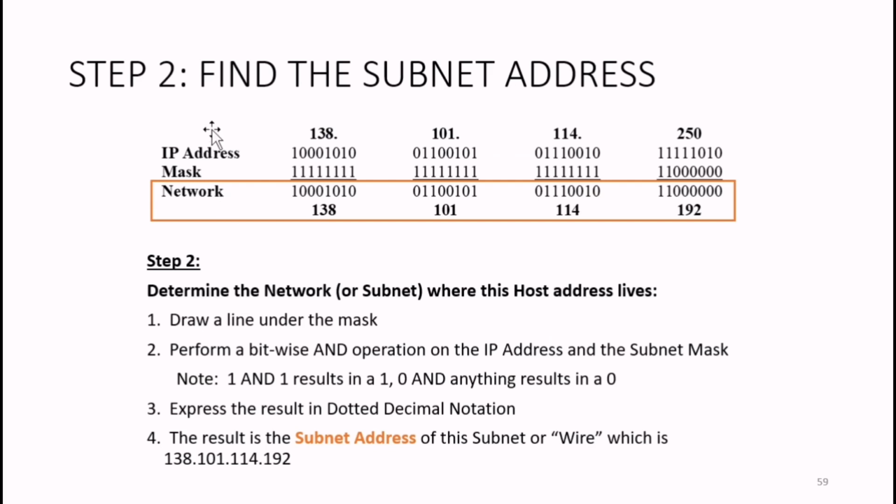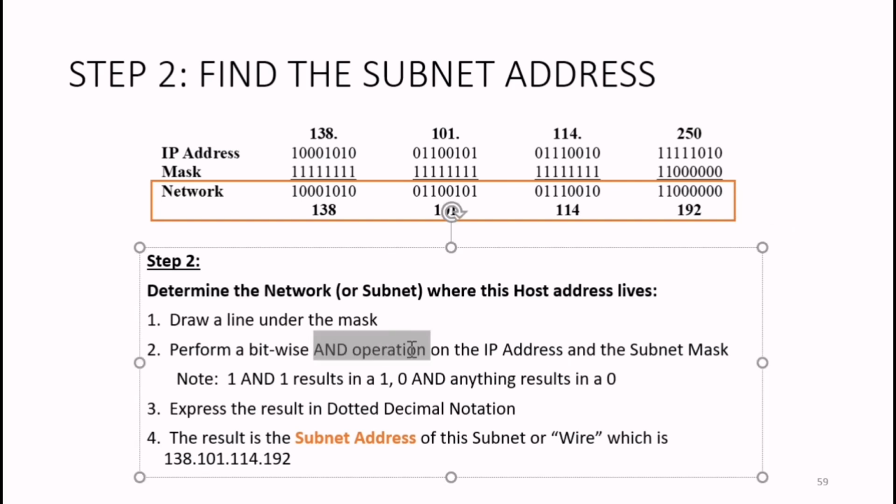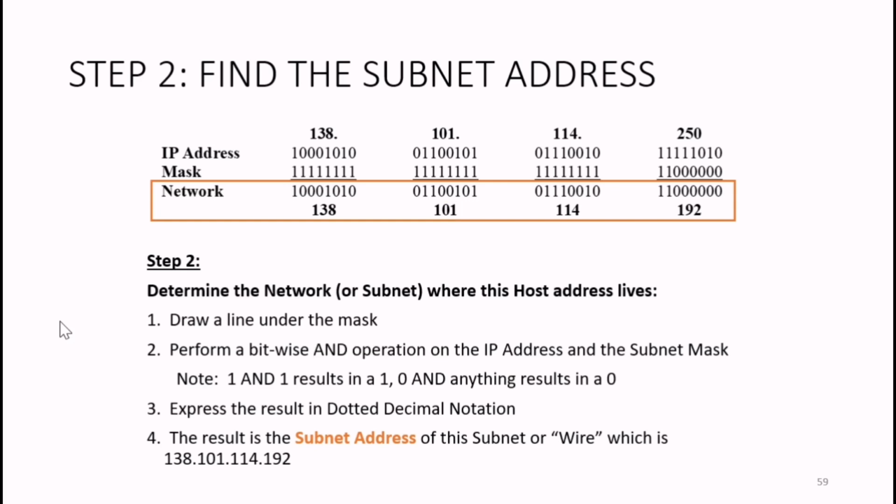And after that, you can find the subnet address. From these two binary values, you need to do an AND operation. If it's 1 and 1, you get 1; 0 and 1, you get 0, and so on. You need to do all of it using the AND operation like this. Okay, so this will be the subnet address.